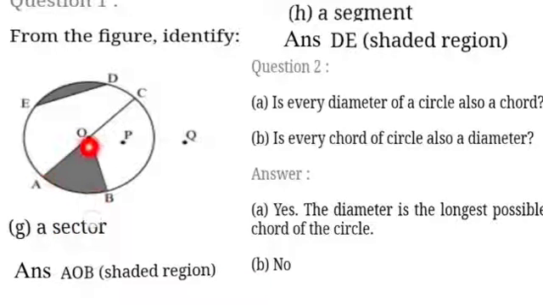Then question G, what is called a sector? This is AOB. Whenever you want to write a sector, you have to start with the curved end points. The curved end points are A and B. You may start with A, reach till the center, then come again to the other end point of the curve. So this is called AOB.